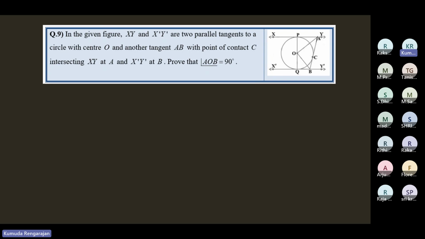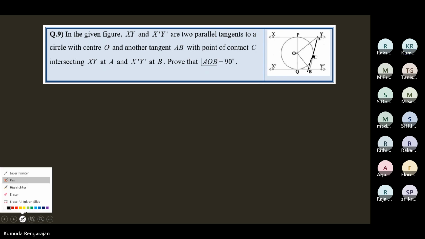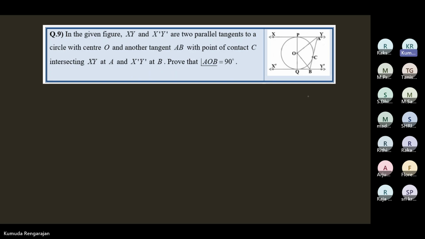You can see here, there's another tangent AB. For this third tangent, the point of contact is C. It intersects XY at A and X dash Y dash at B. That's what is given. Now, given this, we need to prove that this angle is equal to 90 degrees. This angle is 90 degrees.